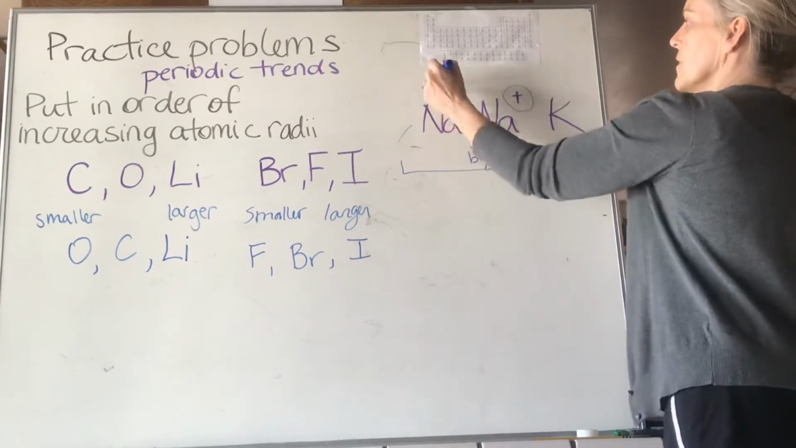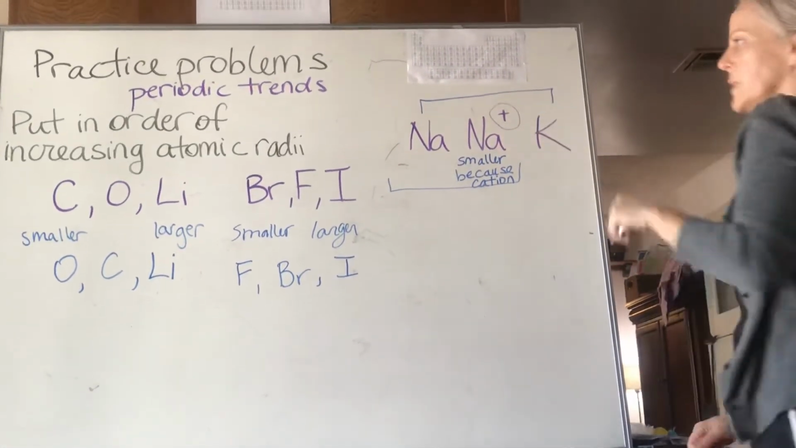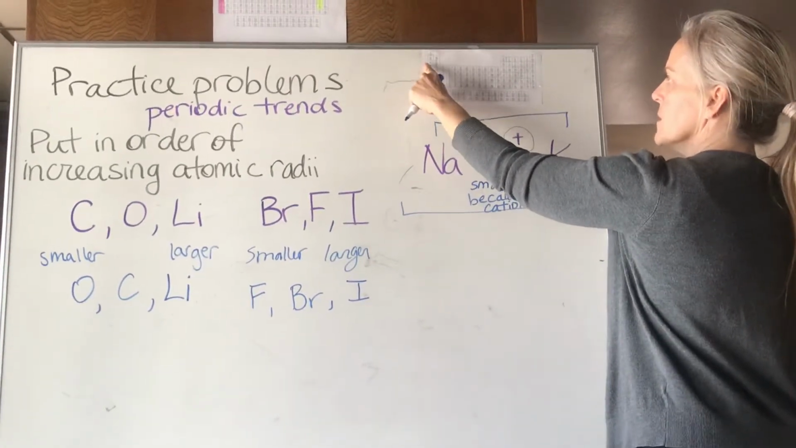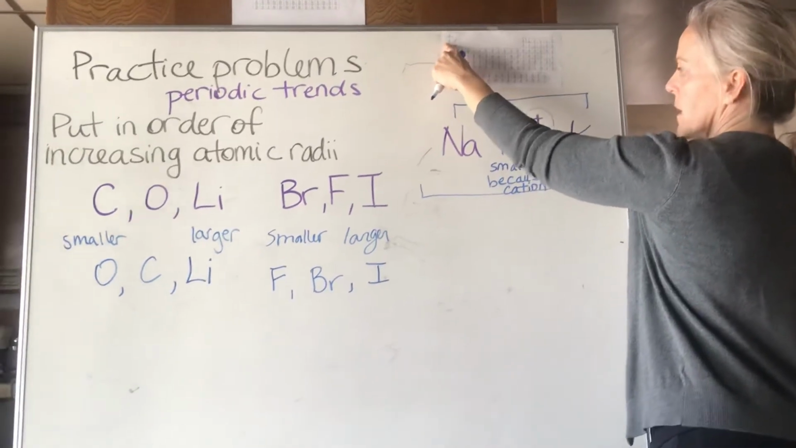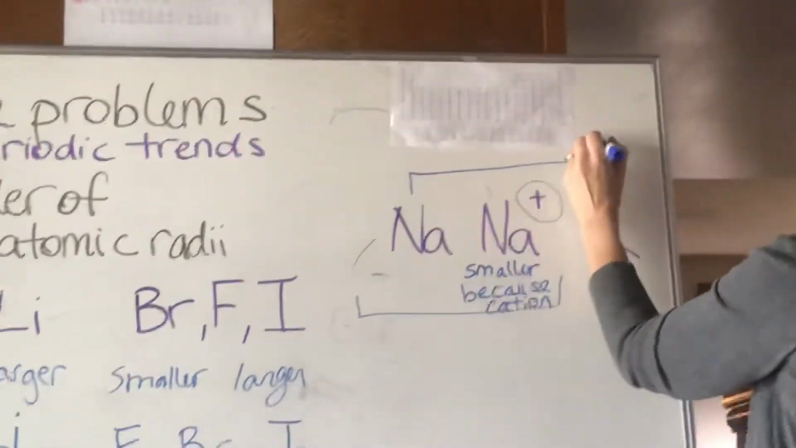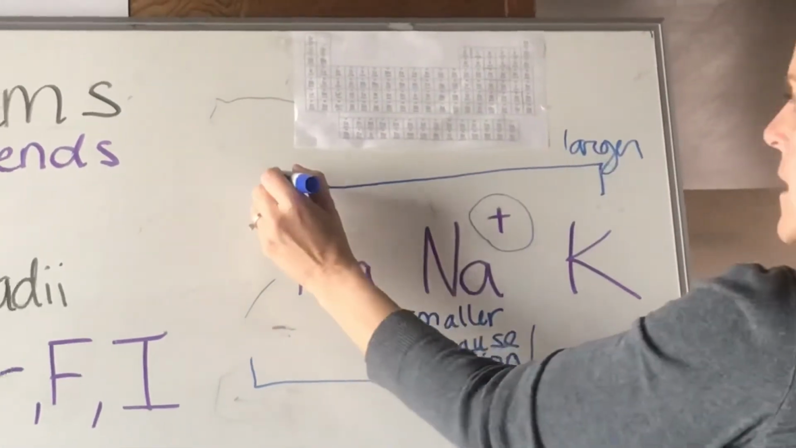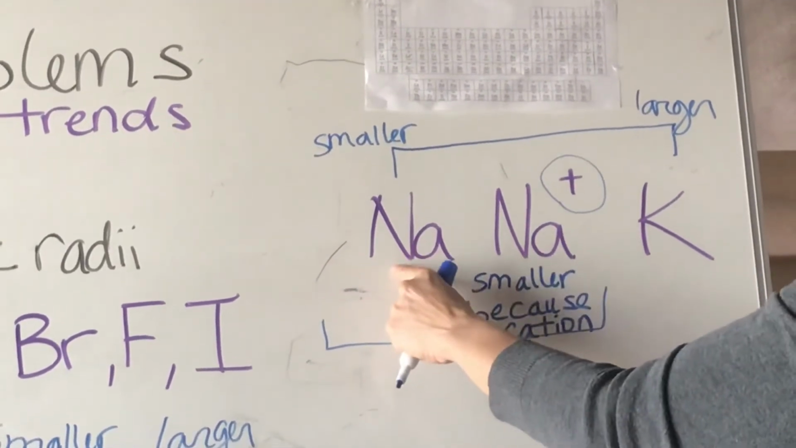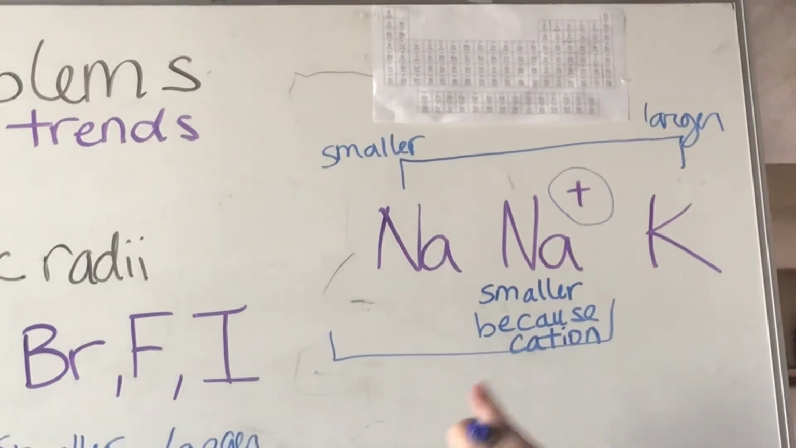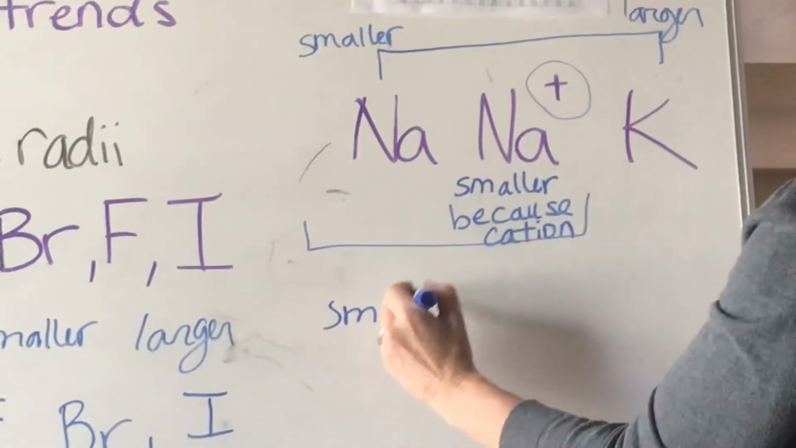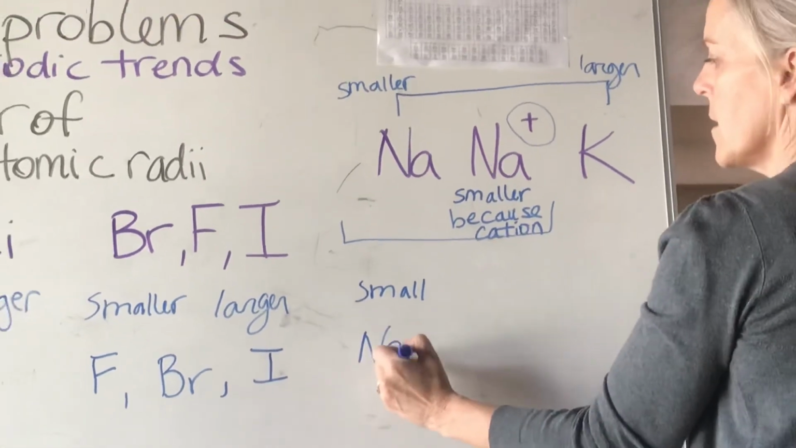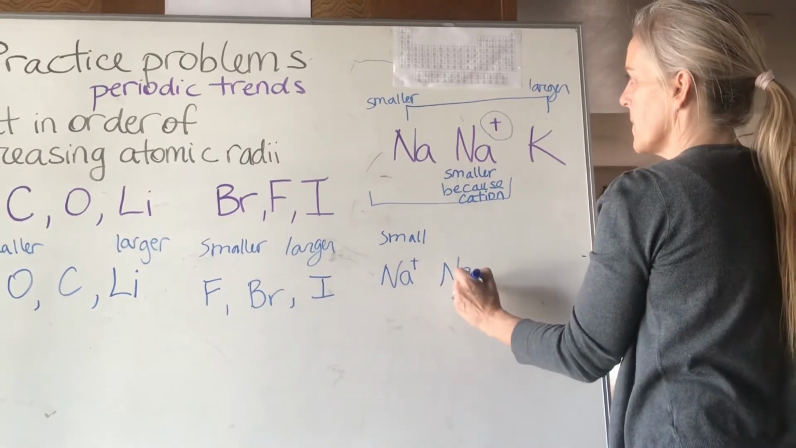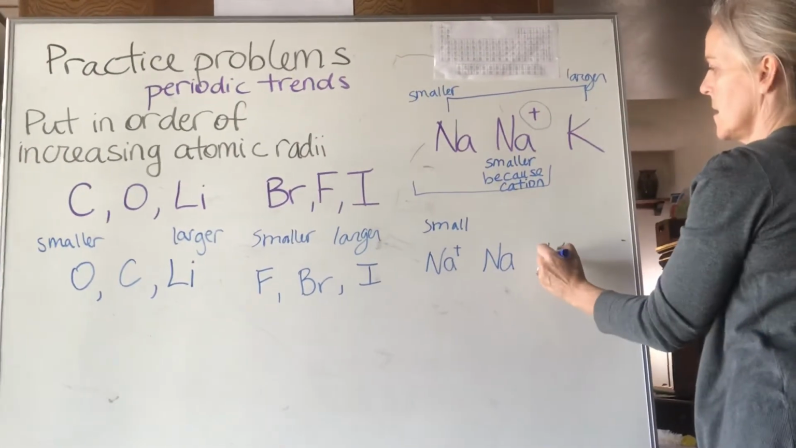And then we have to see for these two, which one's bigger. So these two are in the same column together. The potassium is lower, so it's bigger than the sodium. So the potassium's larger than the sodium. So sodium ion is smaller than sodium, which is smaller than the potassium. So the smallest would be the sodium ion, and then the sodium atom, and then the potassium.